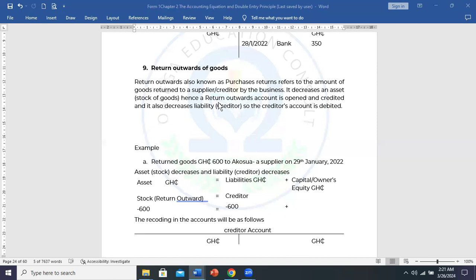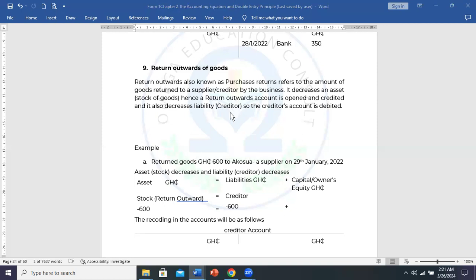Now, the other side is, as you return the goods to the supplier or creditor, it will decrease the liability you have with that creditor. So going back to the example I gave, if business Alessia went to Melcom to buy 10 packs of Indomie at, say, 100 cedis, and for that matter is owing Melcom 100 cedis, and then the business returns some back to Melcom, let's say 20 cedis, then the liability or the creditor's account will decrease from 100 to 80 because we have returned back 20, right?